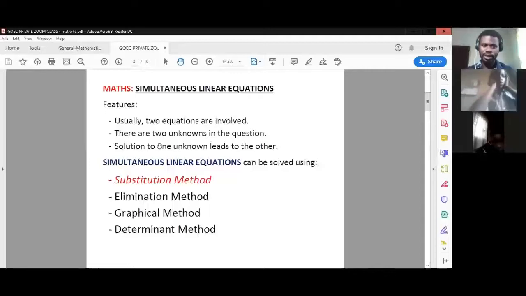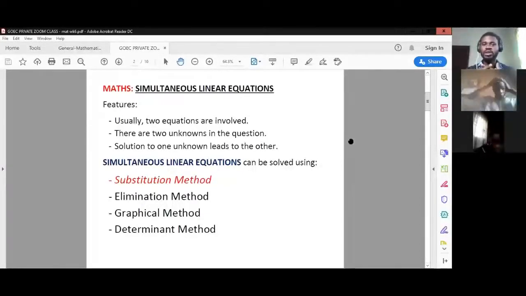Okay, and then the third feature is that the solution to one unknown leads to the other. Because they are simultaneous linear equations, they go together, they are happening at the same time. So once you are able to solve the first one, it will lead you to be able to solve the second one. And that is how simultaneous linear equations work.